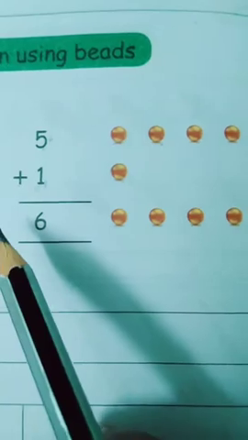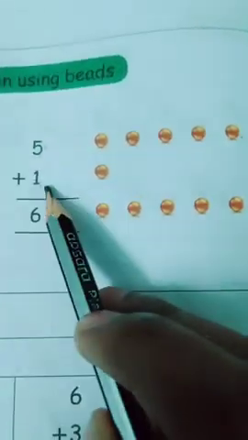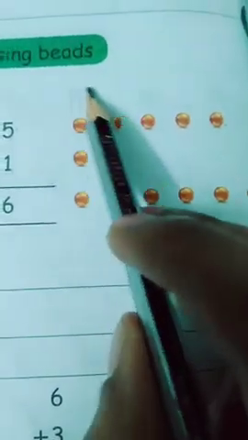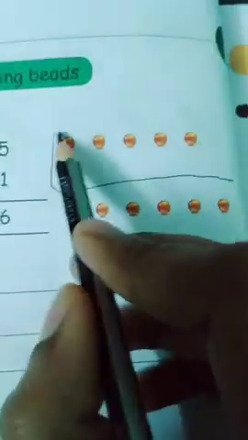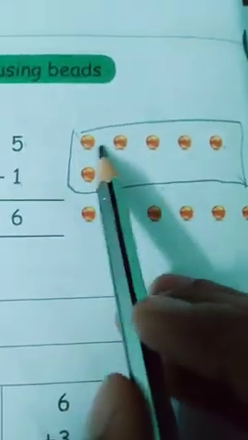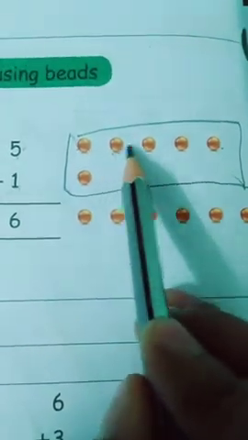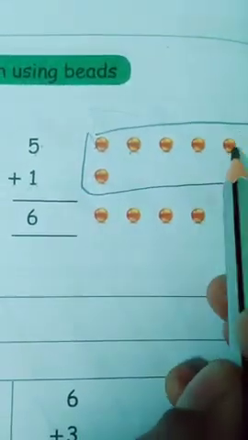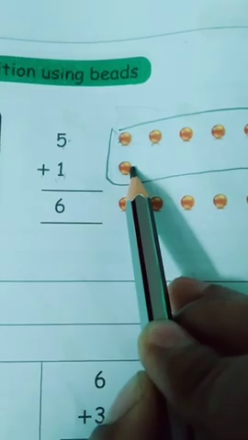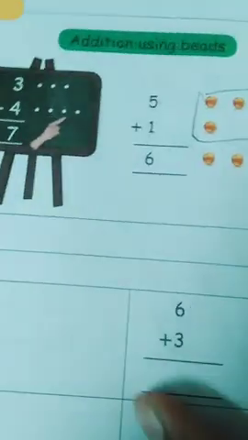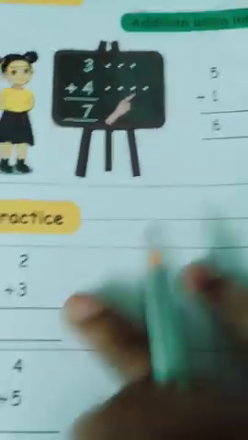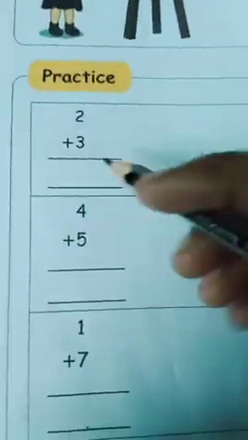Now addition, 5 plus 1. We want to count all the beads. 1, 2, 3, 4, 5, 6. How many? 6. So 6 is the answer. Okay, this is the addition. Very easy, no? Now, practice.